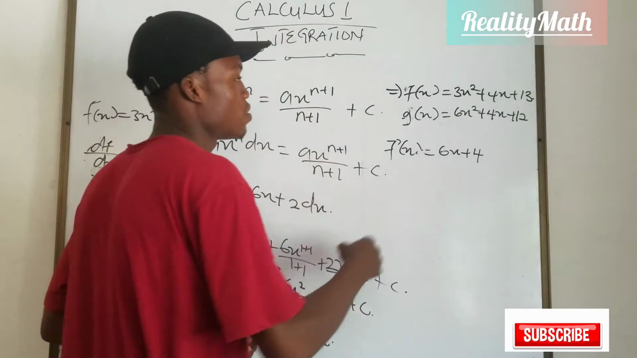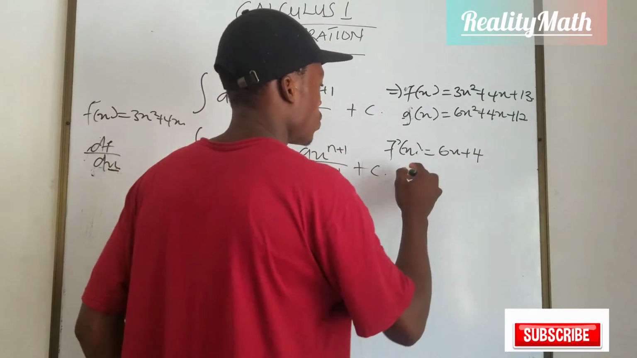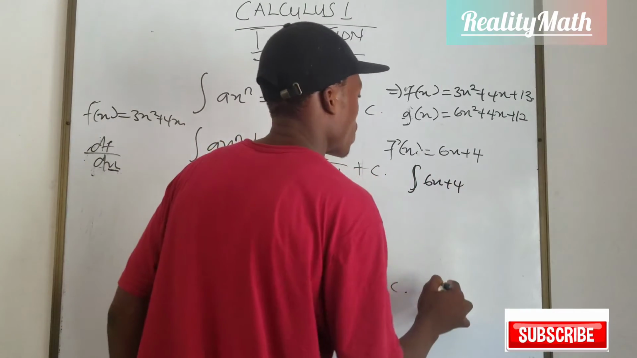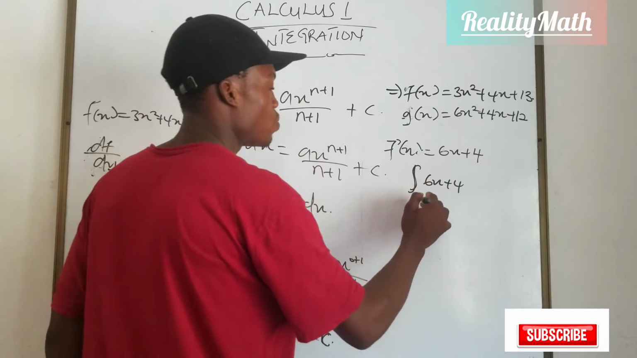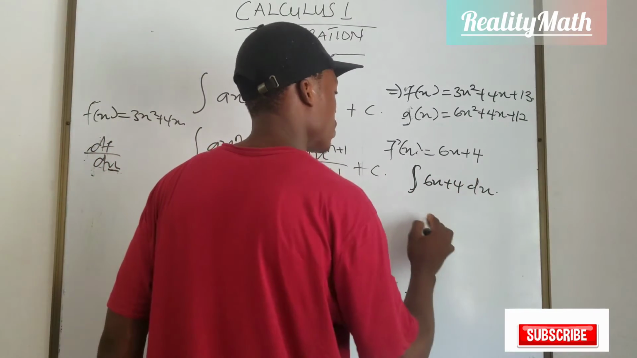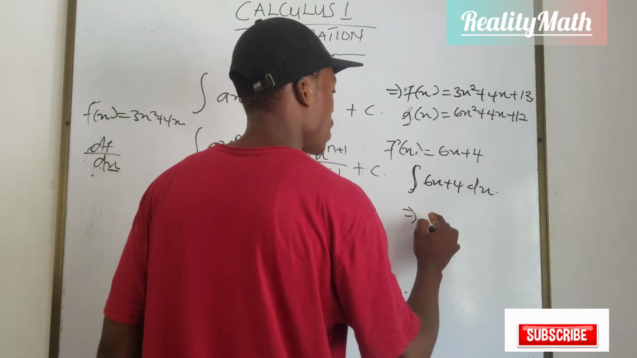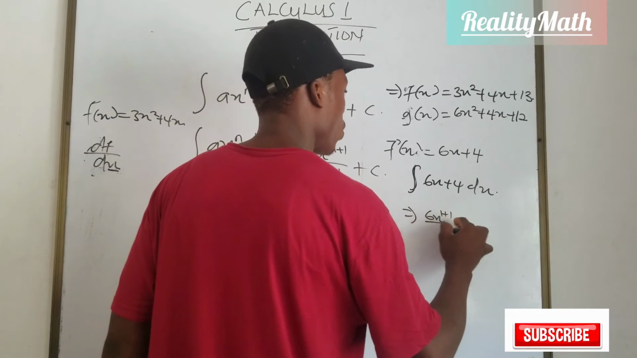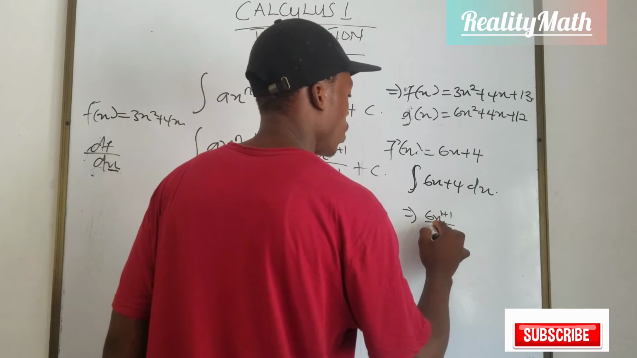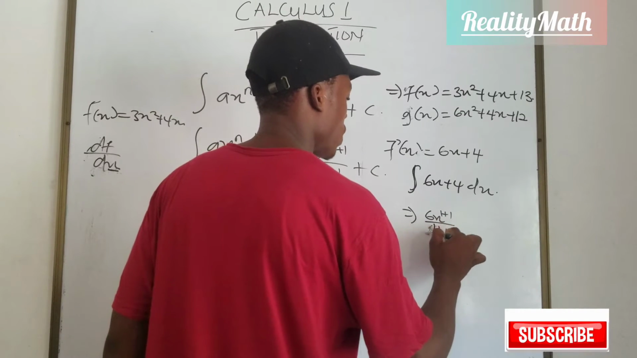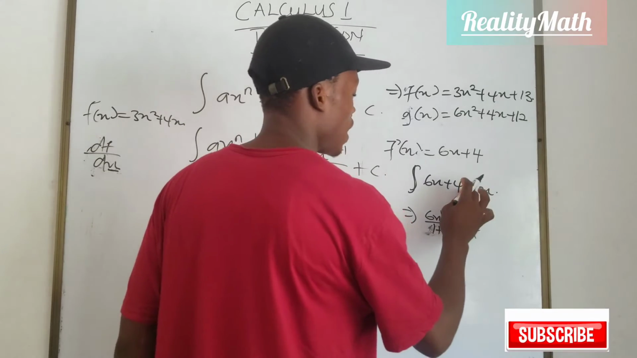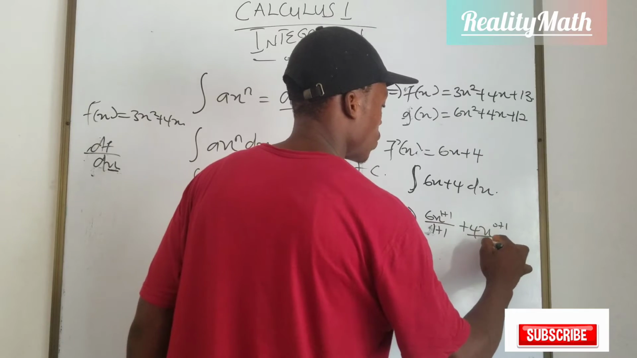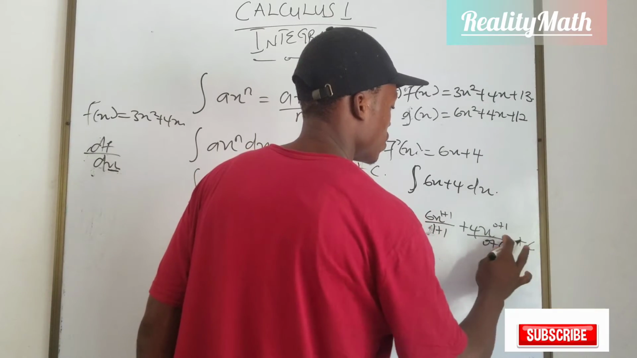In doing that, let's integrate this and see. So the integral of 6x plus 4. When you integrate this part, what will you have? Sorry, this is the x. You are going to have 6x to the power 1 plus 1 all over 1 plus 1, plus 4. Now you know the x over here is to the power 0. So 0 plus 1 all over 0 plus 1, plus your constant c.